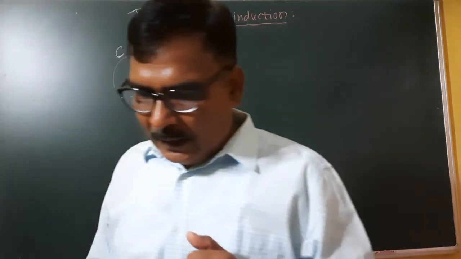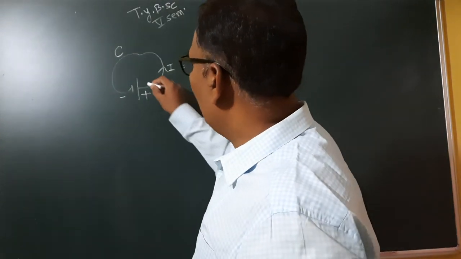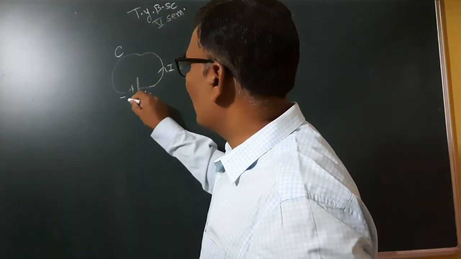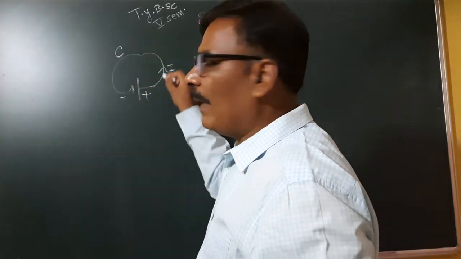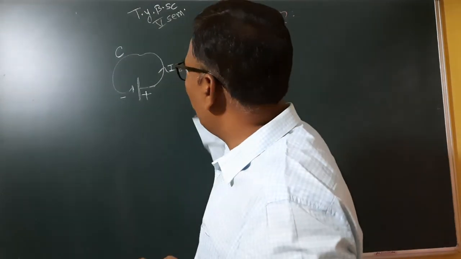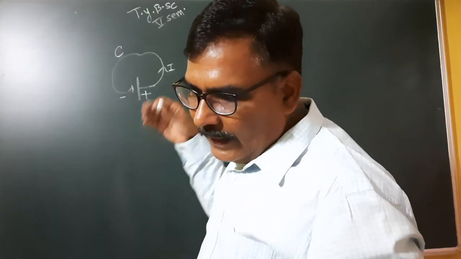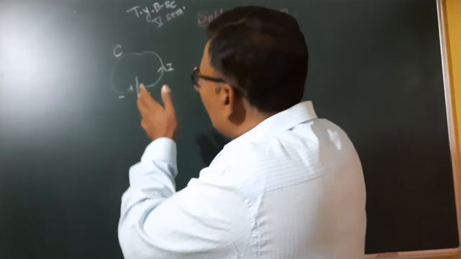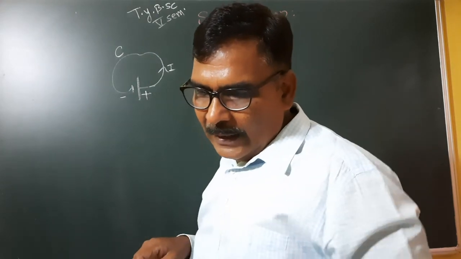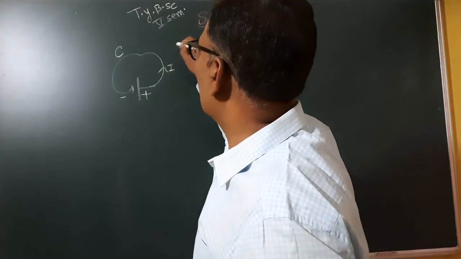In self-inductance, when the current flowing through a circuit changes, the magnetic field changes. Let us consider a coil, with this the positive terminal of the battery and this the negative terminal. When the coil is connected to the battery, the current flowing through the coil changes. When it changes, the magnetic field linked with the coil also changes, so it also induces an EMF.